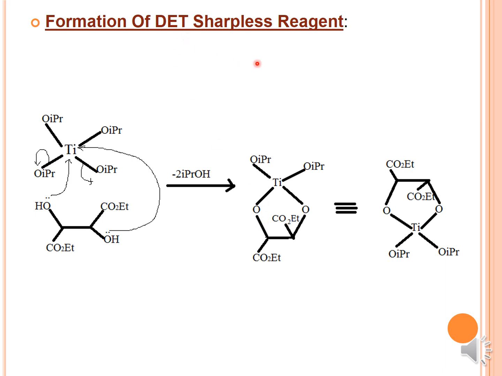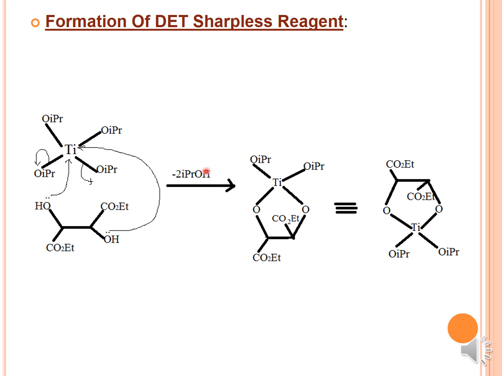it is the formation of the DT Sharpless reagent. How is the reagent formed? Okay, you are taking the titanium tetraisopropoxide, and then you treat it with this reagent, that is your DET. At that time, this oxygen, which has a lone pair of electrons, will go and attack the titanium, and then there is a cleavage of the IPrOH. This whole thing will get cleaved out.